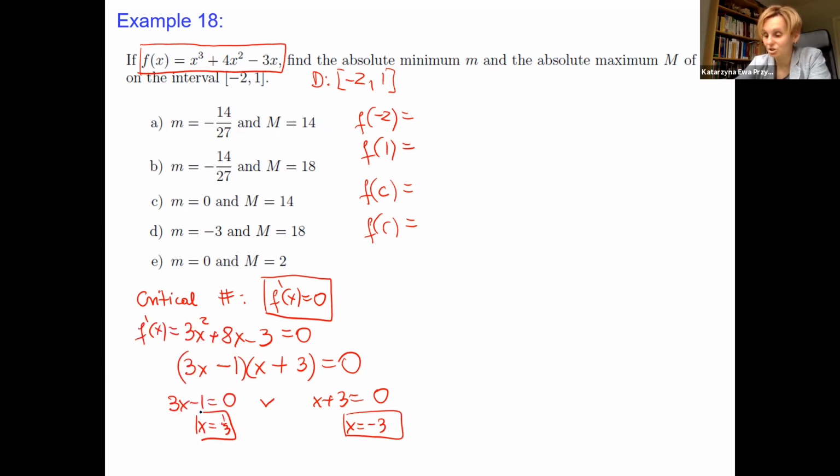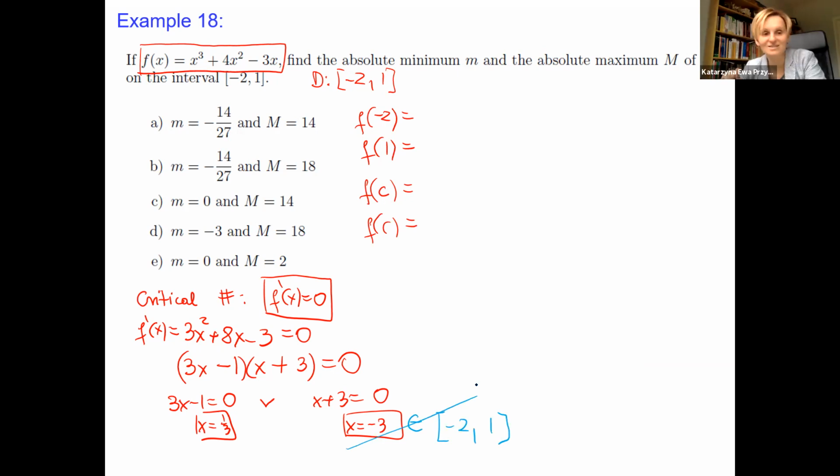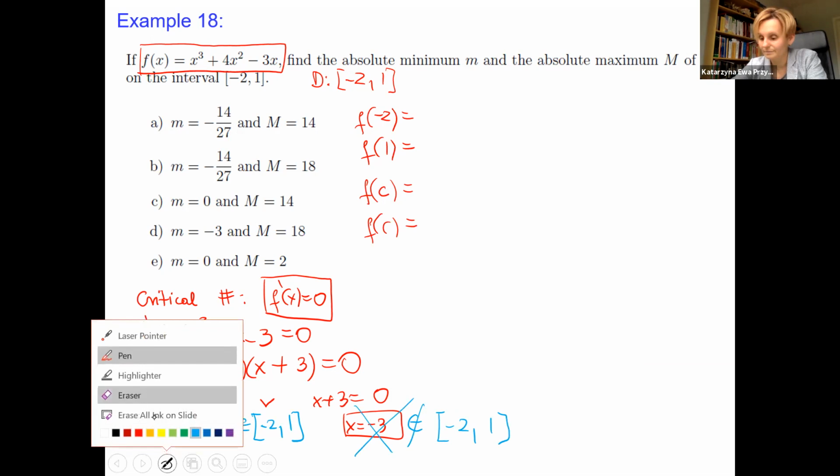Now, please be extremely careful. We have to check that these are definitely critical numbers if we consider the entire domain. But what is our domain? Which number will we not use? This number, -3. Yes, we will not use this one. It's not in the domain. This one, 1/3, is between -2 and 1. The other one doesn't belong to the interval, so we will not use it. That's all we have.